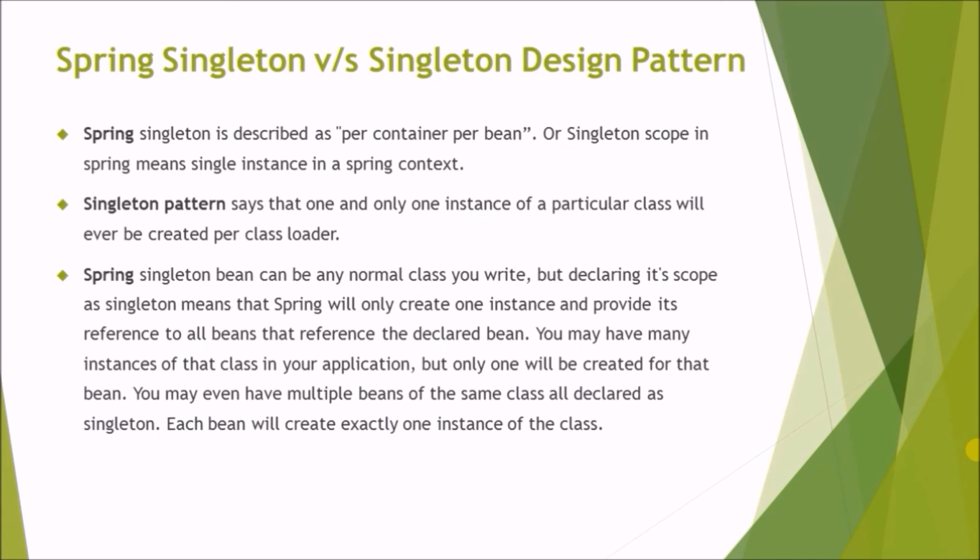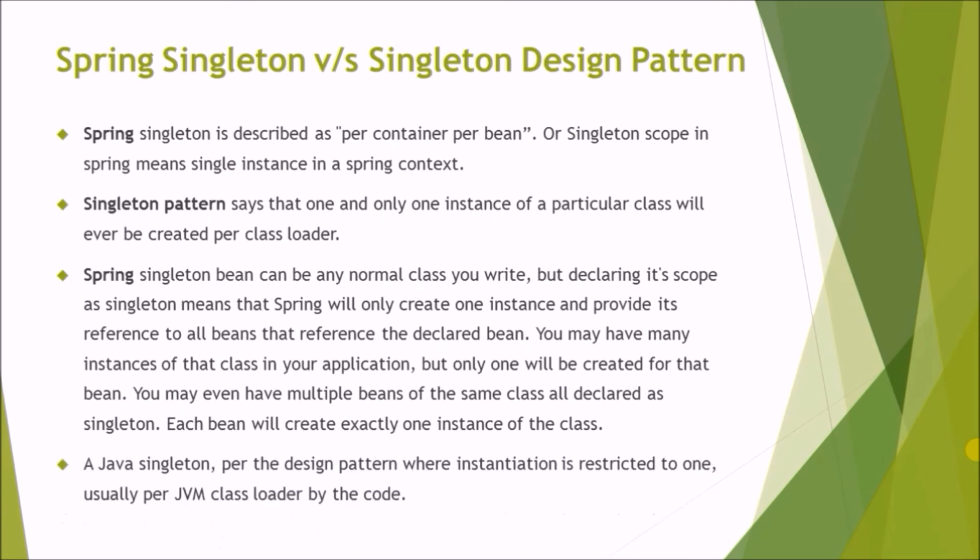You may have many instances of that class in your application, but only one will be created for that bean. You may even have multiple beans of the same class all declared as Singleton. Each bean will create exactly one instance of the class. A Java Singleton, for the design pattern, is where instantiation is restricted to one, usually per JVM class loader, by the code.